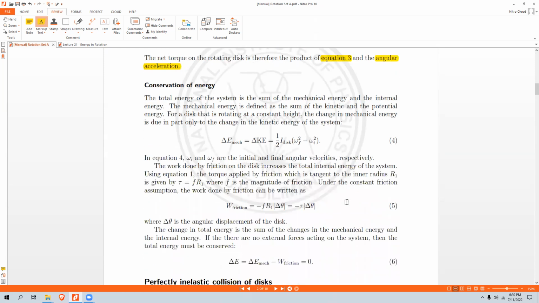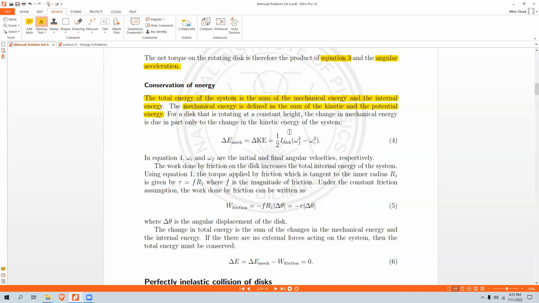Next, let us discuss the conservation of energy principle. You may already be familiar with the conservation of energy principle when applied to linear motion. However, we will be dealing now in particular with rotational motion. The total energy, for any case, is the sum of the mechanical energy and the internal energy. The mechanical energy is defined as the sum of your kinetic and potential energy. For a disk rotating at a constant height, the change in mechanical energy is due only to the change in the kinetic energy of the system.